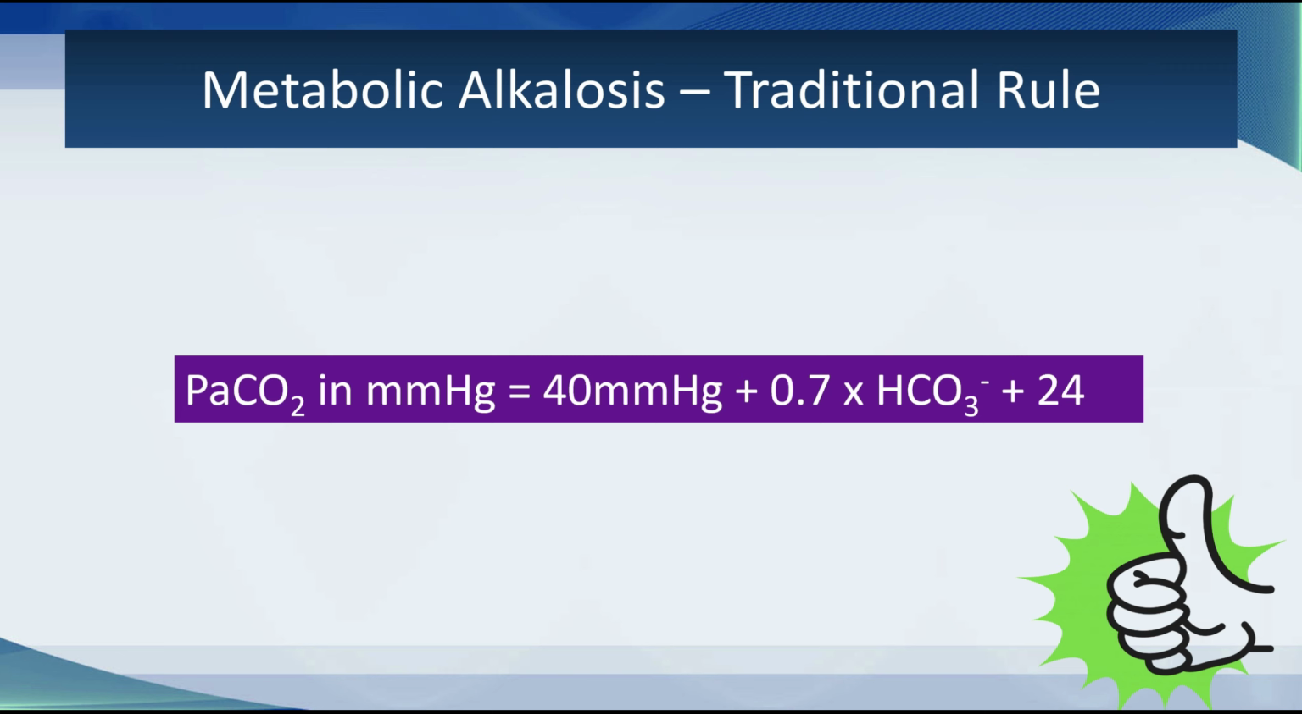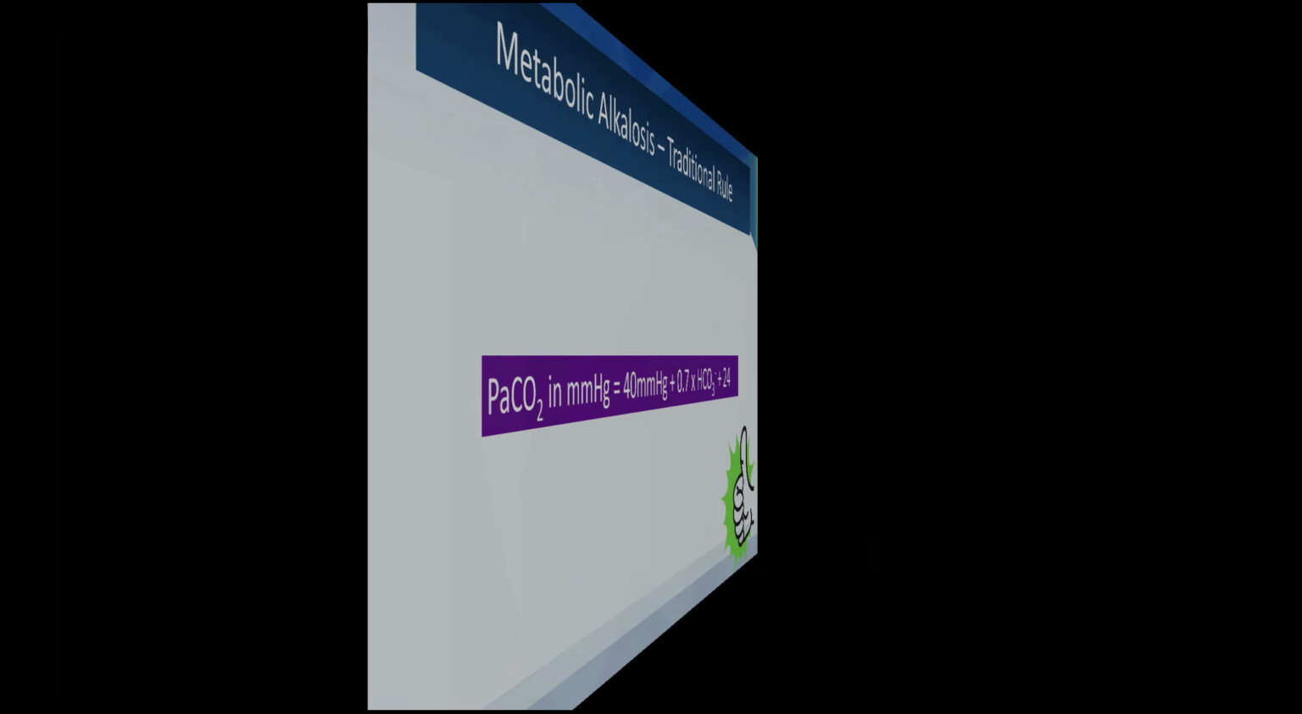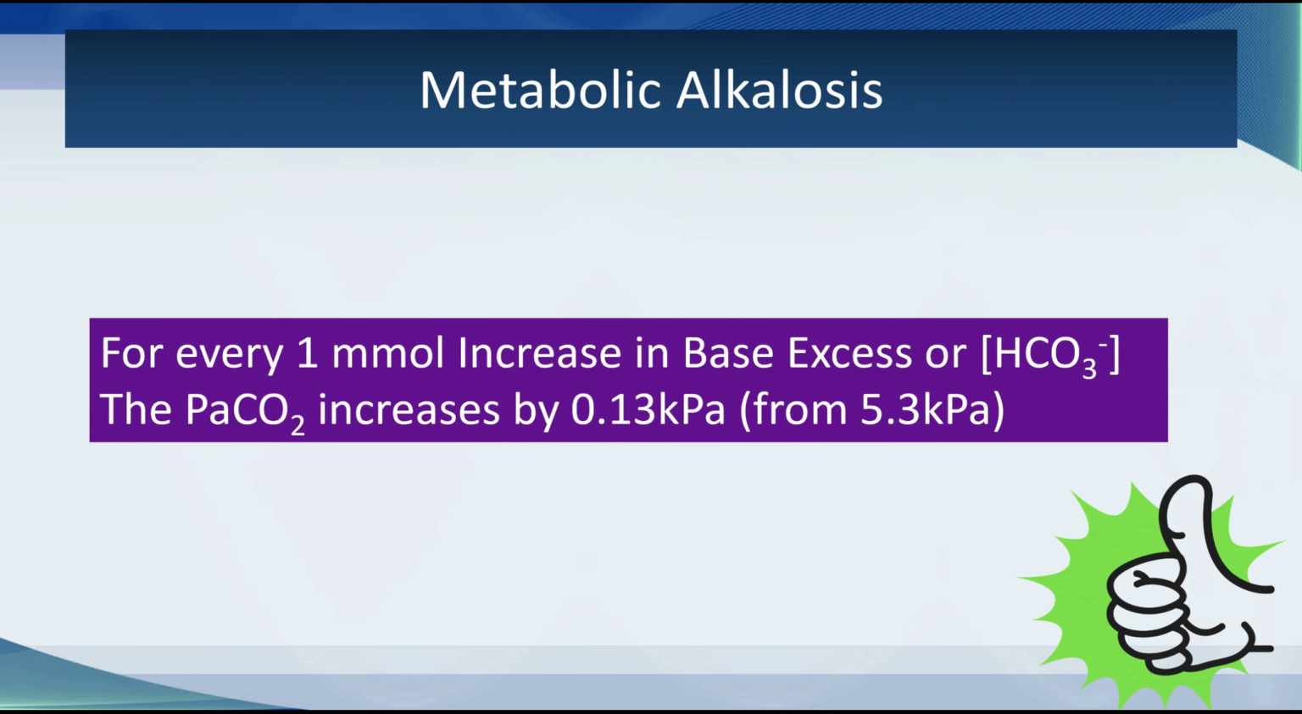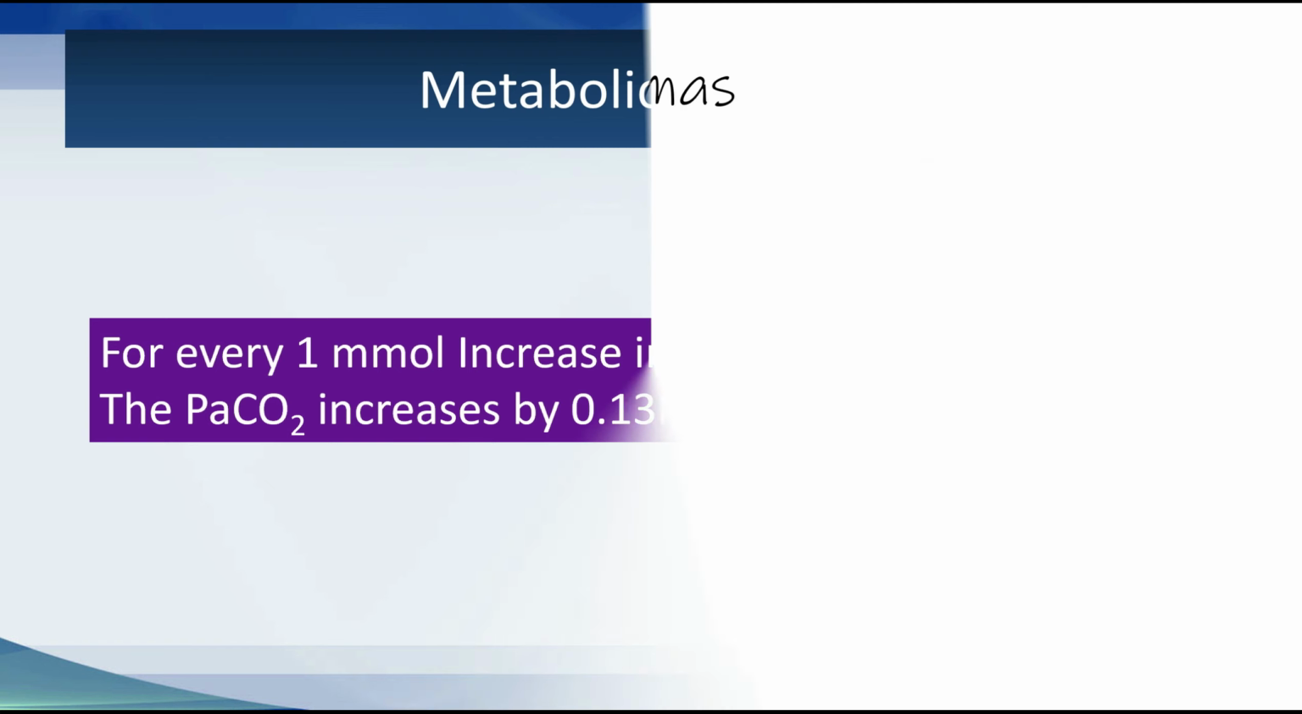Now in kilopascals, we can look at it like this. For every 1 millimole per liter increase in the base excess or the bicarbonate concentration, the PaCO2 will increase by 0.13 kilopascals from 5.3. This is obviously not that easy to do. So let's look at Tomas.